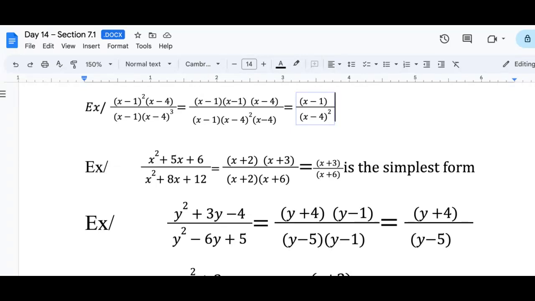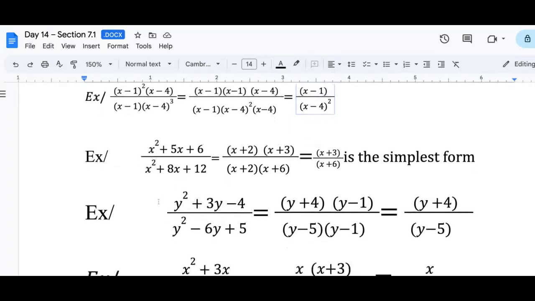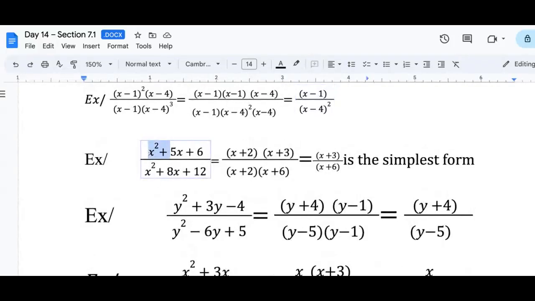Let's see next one. x squared plus 5x plus 6 divided by x squared plus 8x plus 12. We want to put them in a factor form to see if it's possible to cancel out some factors. Indeed, we factor the numerator, we'll get x plus 2, x plus 3. The denominator, we'll get x plus 2, x plus 6.